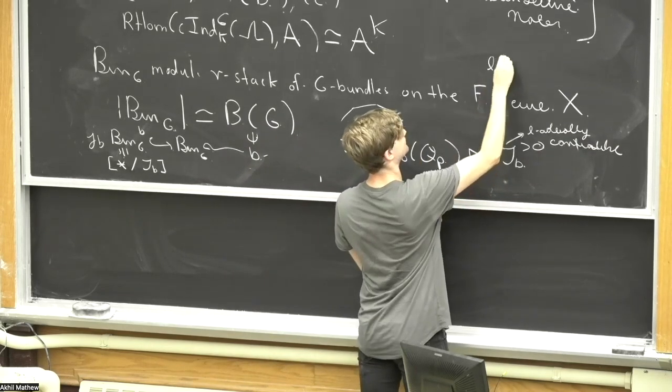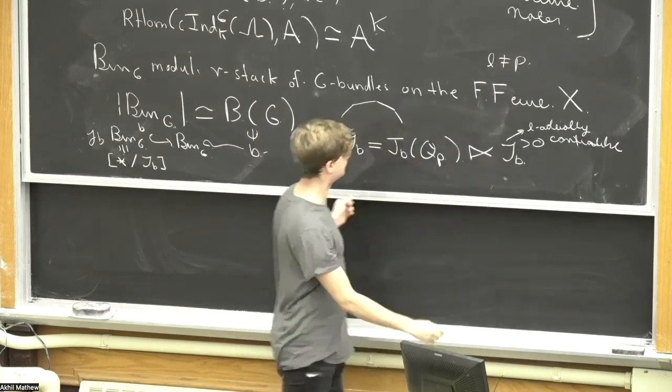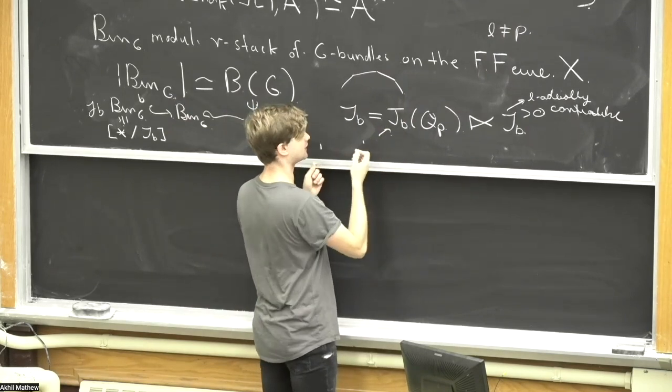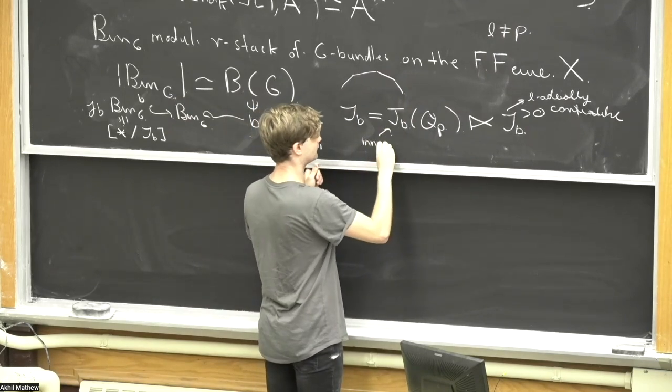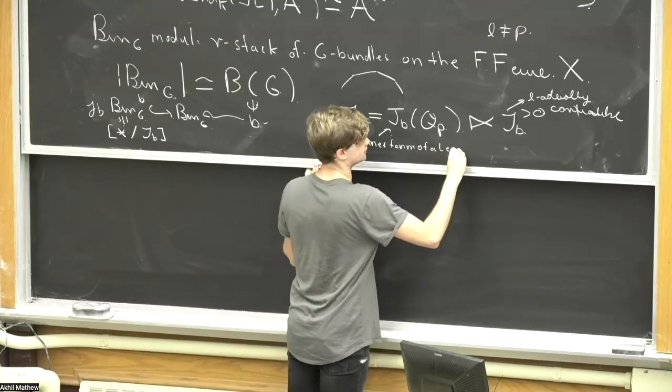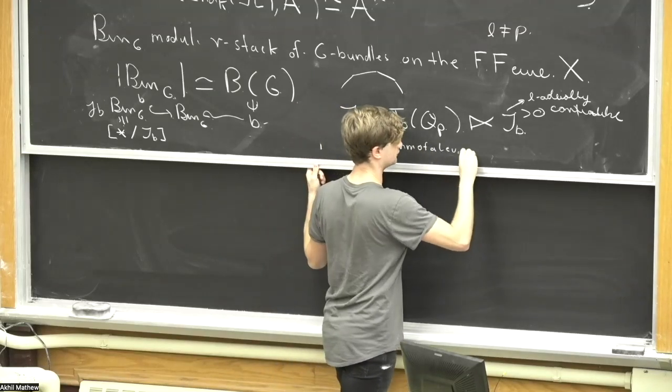So I'm also going to now fix the prime ℓ this time. And this over here is just some p-adic group. So in particular, this is some inner form of a Levi that you could attach to G.